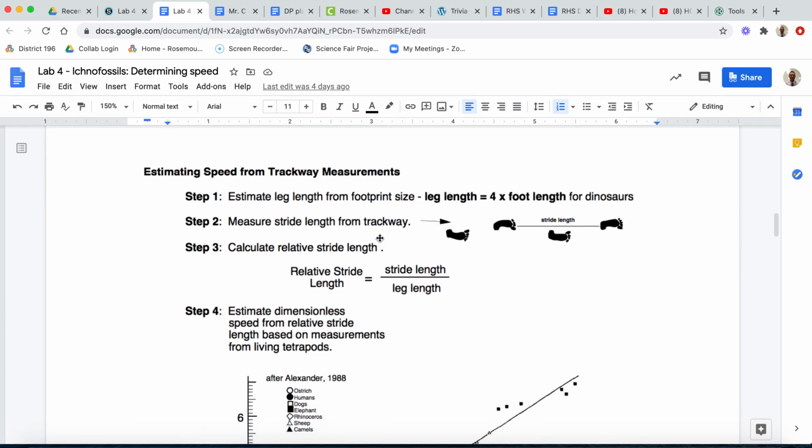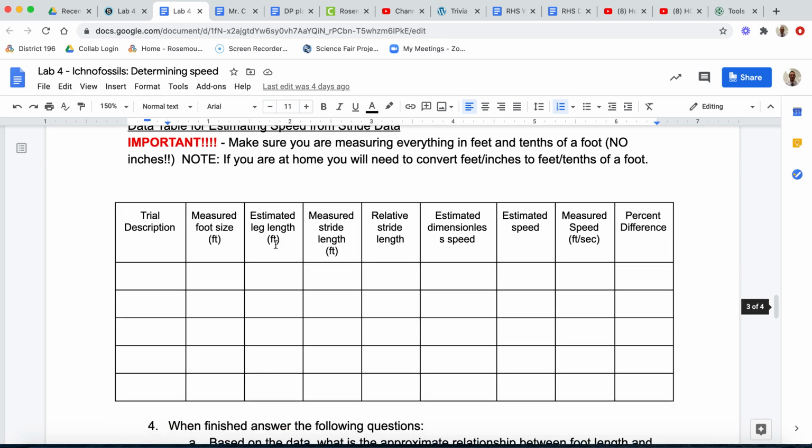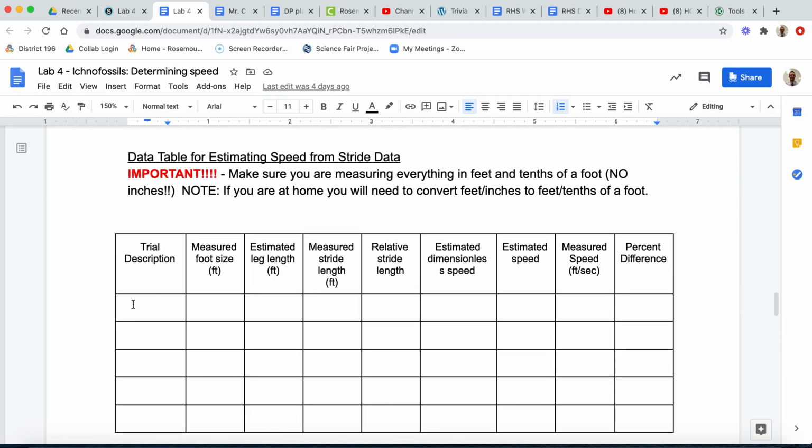Okay, all right, so here's what you're going to do. You are going to, first down here in the data table, trial description would be something like, Mr. Chrisman walking. Okay, so if it's a different person, you need to put the person and what they're doing: walking, running, jogging. That's the trial description. If it's just you, then just write me running, me walking, me jogging. Okay, you're going to need to measure your foot size.